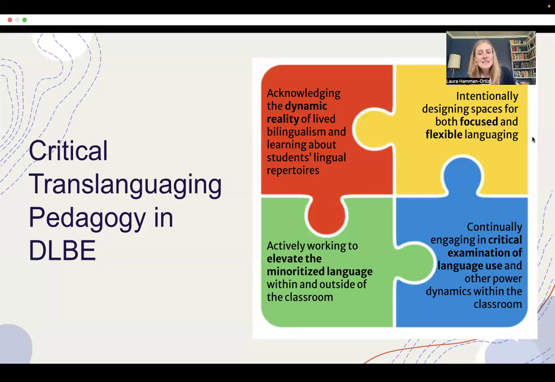And then finally, continually engaging in critical examination of language use and other power dynamics within the classroom. And this is really important. Thinking about how we can continually look at the way that students are using language and think about how certain classroom practices might be privileging English dominant students. And if so, how do we shift that dynamic so that we are privileging our Spanish dominant students and privileging Spanish, because it's so easy for English to end up as the language of power. So continually engaging in that critical questioning is really important.